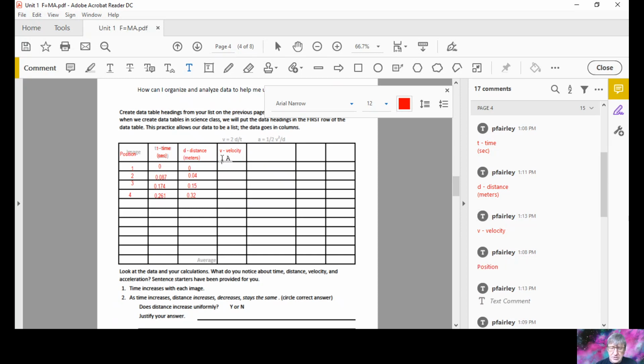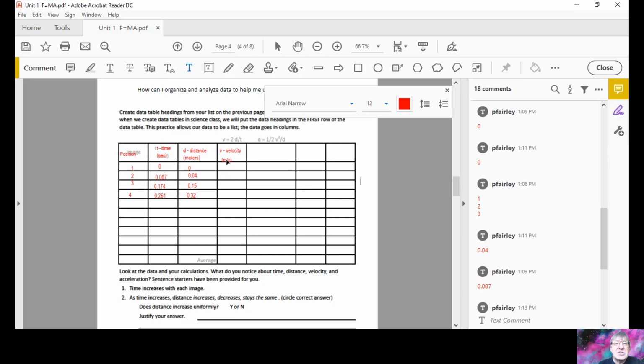It's measured in this case in meters per second. Meters per second would be just like miles per hour, except these are meters instead of miles, much smaller, and seconds instead of hours, also much smaller. Notice they've given us up here an equation to use.